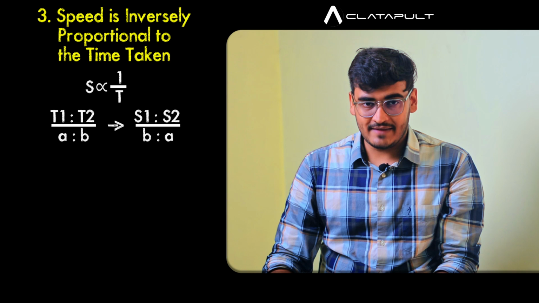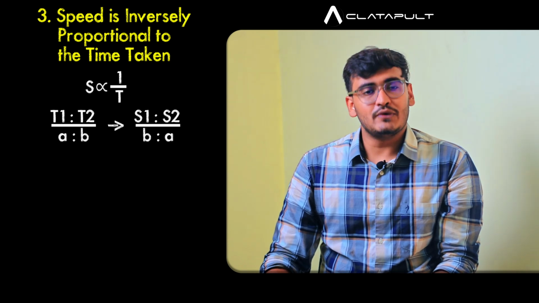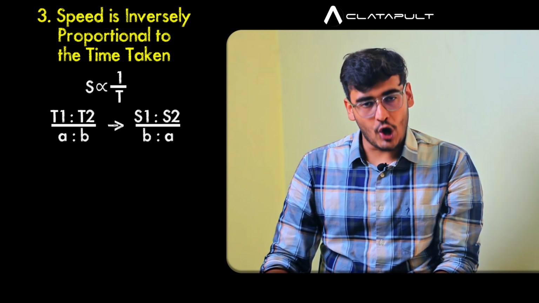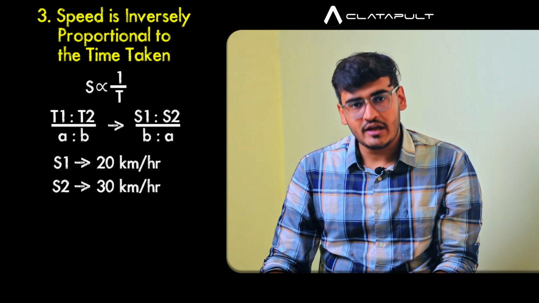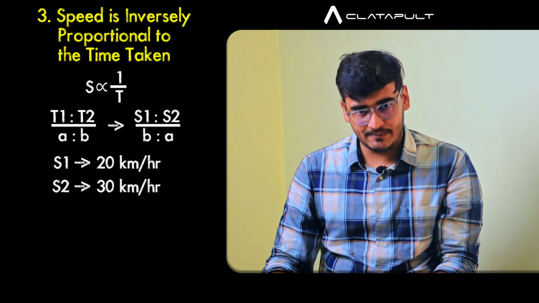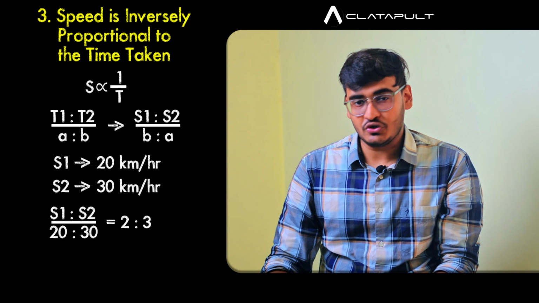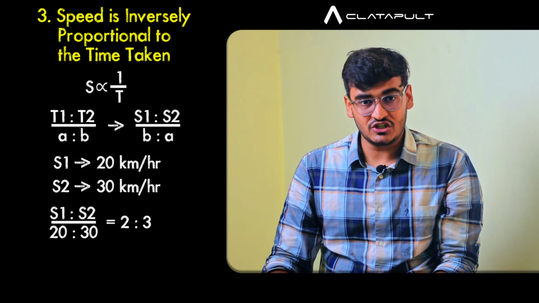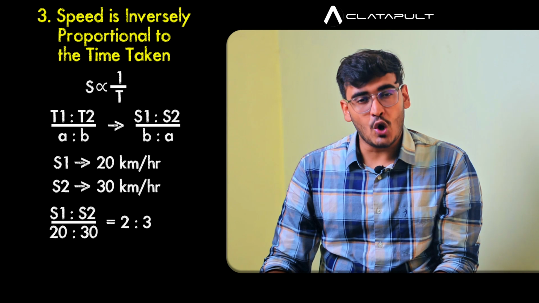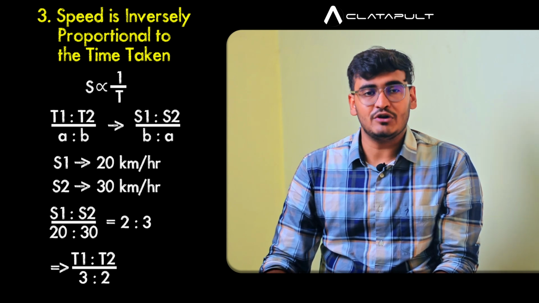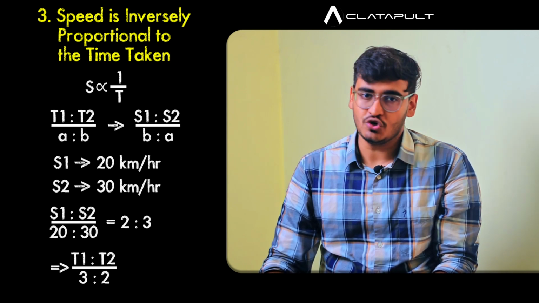Let's try to understand this using an example. If the speed of two moving objects is 20 kilometers per hour and 30 kilometers per hour, and we find out the ratio of this speed, then it will be 20 ratio 30 or 2 ratio 3. If the ratio of speed is 2 ratio 3, the ratio of time taken by them to complete a particular journey will be 3 ratio 2.